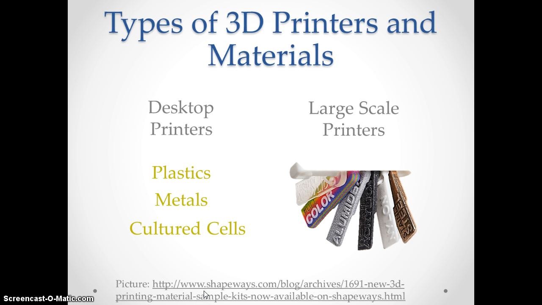There are various types of printers as well as the materials used for someone to purchase. The first type are desktop printers. These are small scale printers that are mainly used for creating small products or prototypes. The price range of these run from $300 up to $2,000.